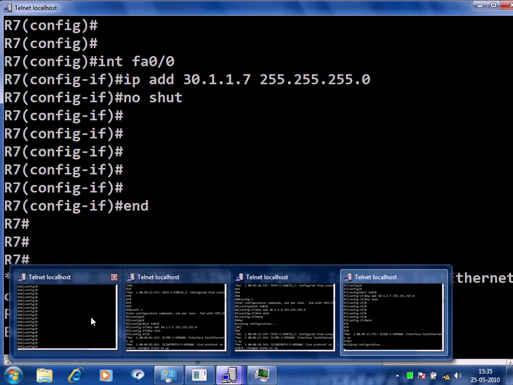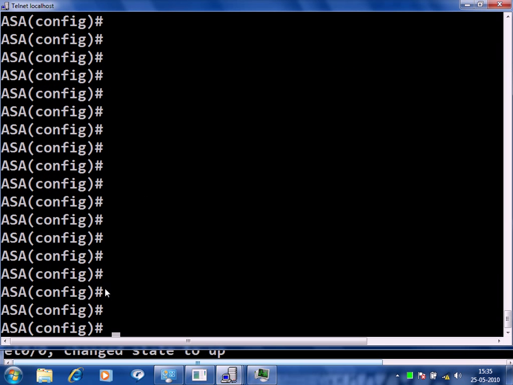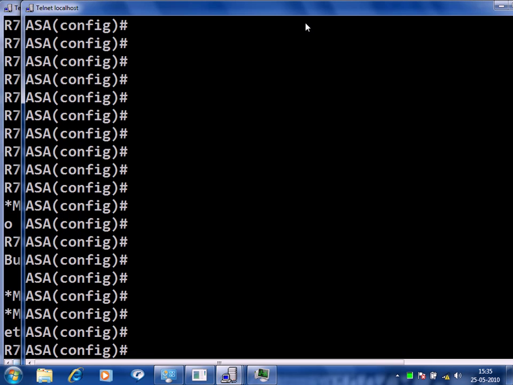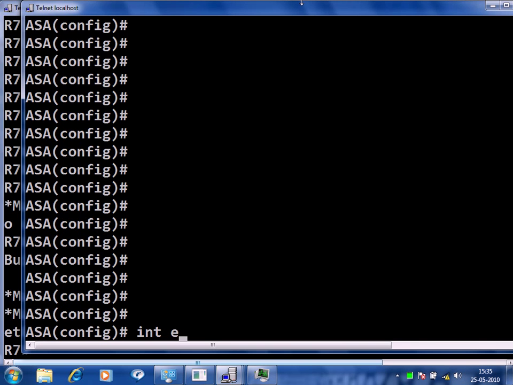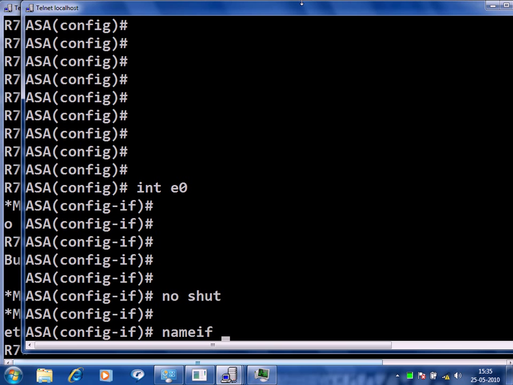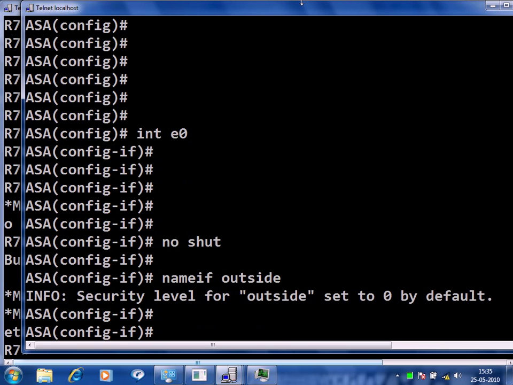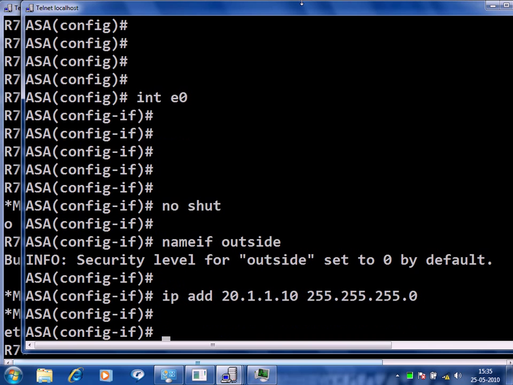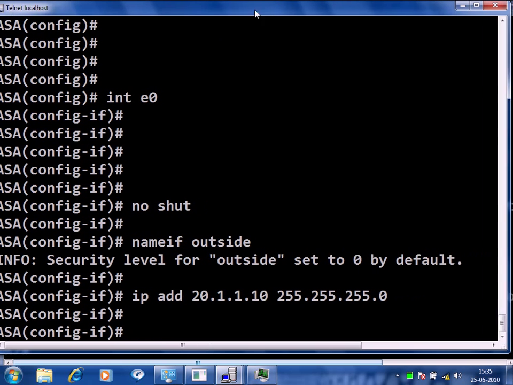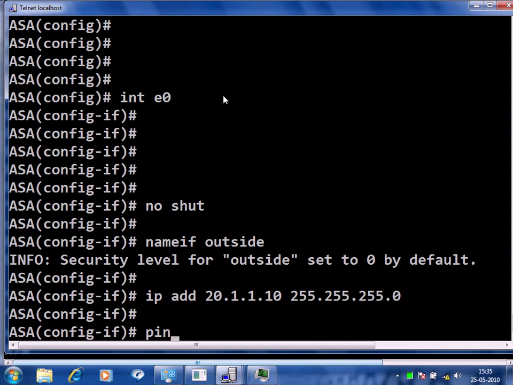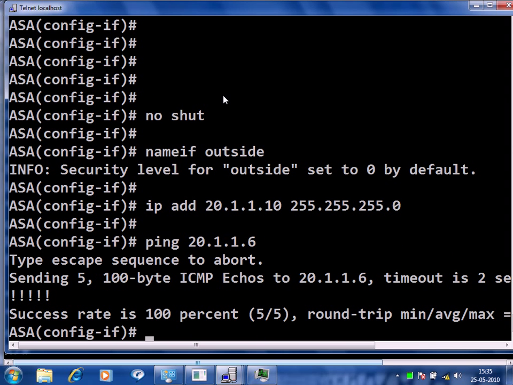Now configure the ASA. Interface E0, no shutdown, nameif outside, IP address 20.1.1.10. Ping the directly connected network. You should first check directly connected, okay, then only you go ahead and configure anything else.